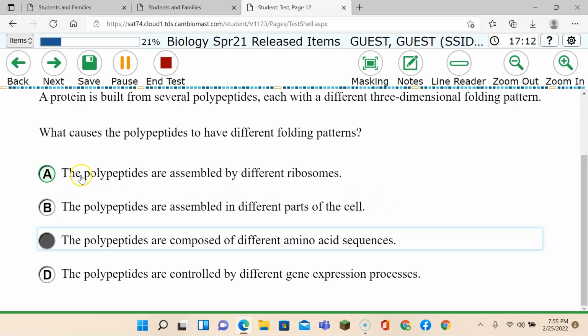Okay. You can eliminate A because the polypeptides are assembled by different ribosomes. Ribosomes have nothing to do with it. The polypeptides are assembled in different parts of the cell. That doesn't really mean anything. And D, the polypeptides are controlled by different gene expression processes. So guys, the polypeptides are composed of different amino acid sequences, and that makes for a different protein.